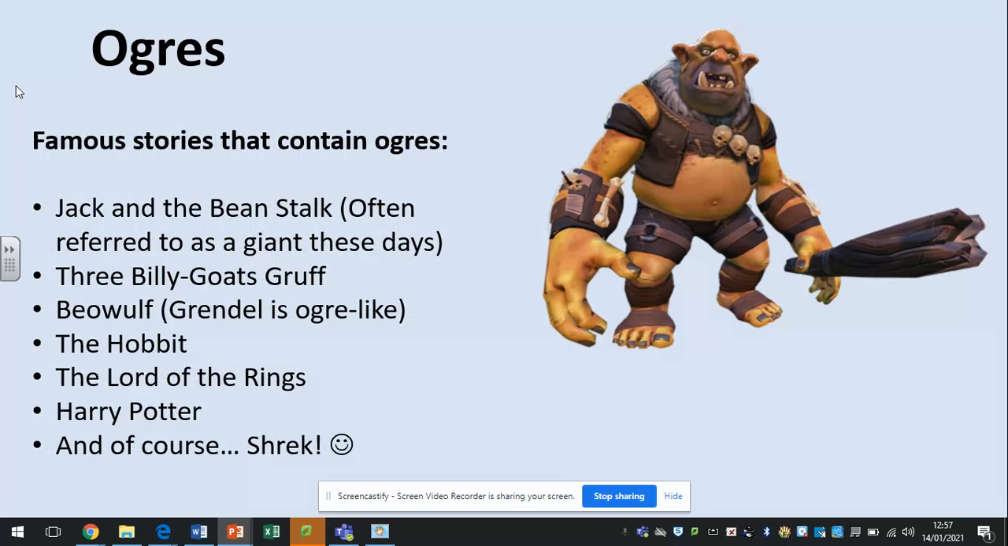So famous stories that contain ogres. Jack and the Beanstalk. Now it's often referred to as a giant these days, but effectively still an ogre. Three Billy Goats Gruff. The Beowulf. Now Grendel in Beowulf is a demon, but he is an ogre-like creature. The Hobbit definitely contains ogres, as does The Lord of the Rings. Harry Potter contains ogres. And of course, whilst it's not a book, it's certainly an animated film, you've got Shrek himself.